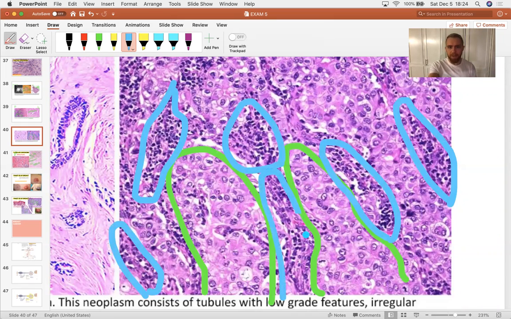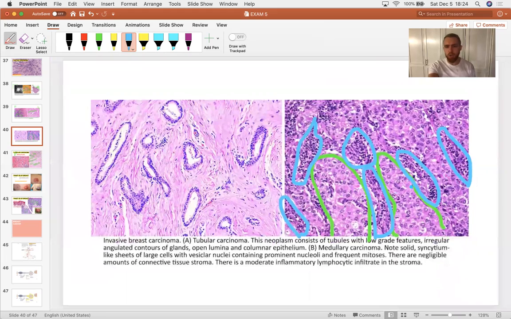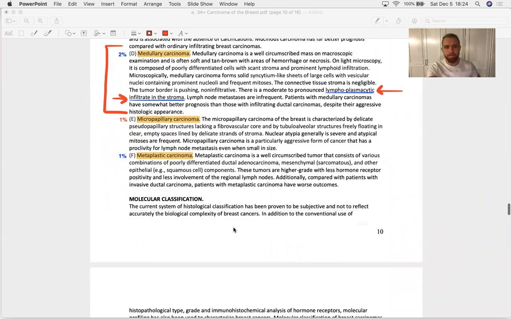So this big lymphocytic response in the stroma, the connective stroma of this tissue, is what defines a medullary carcinoma of the breast. And it's got a pretty bad prognosis. That's about all you need to know about it as far as I'm concerned.